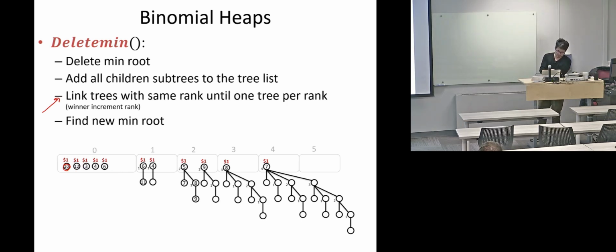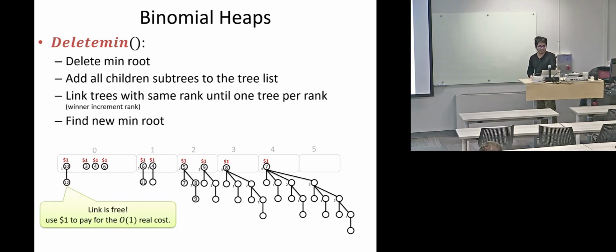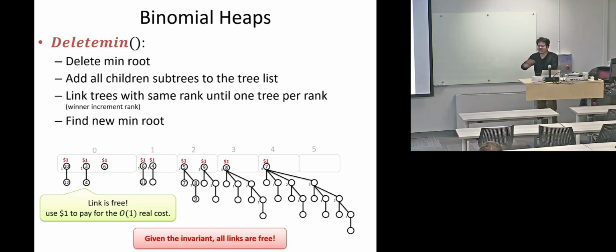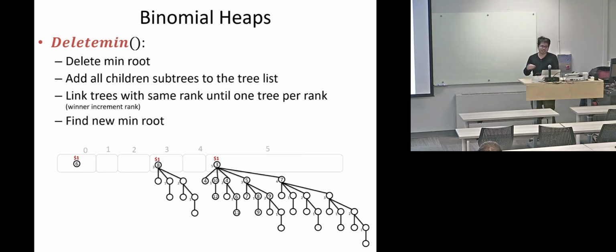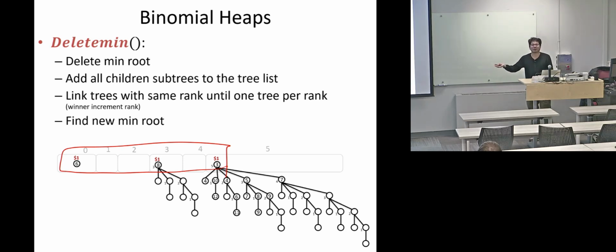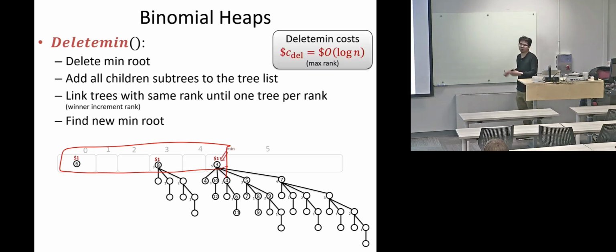So you can see that with this invariant, all links are free. It's paid for by our advance payment. Once you are done with linking, you find a new root. You scan through this thing, but the maximum rank is log n. So that's another log n. So how much do we pay in total? Just log n. We just pay log n in total.